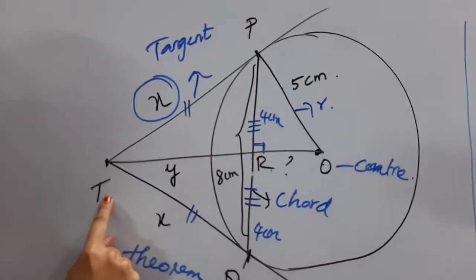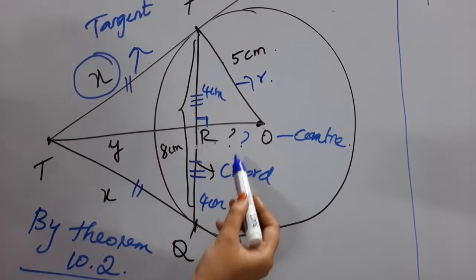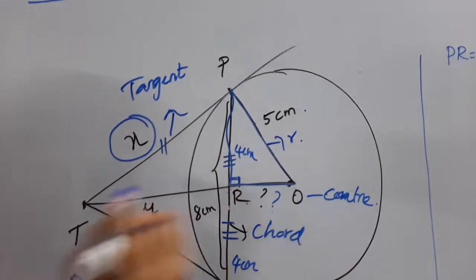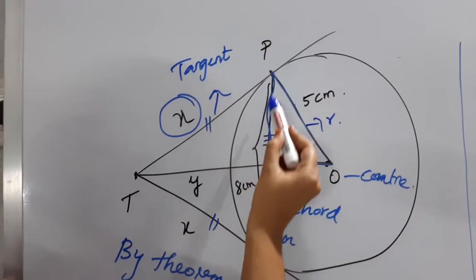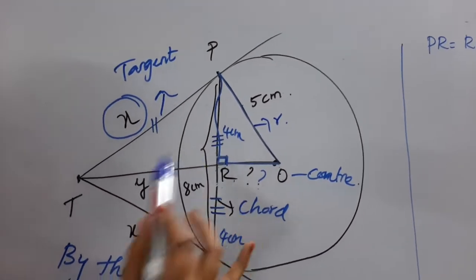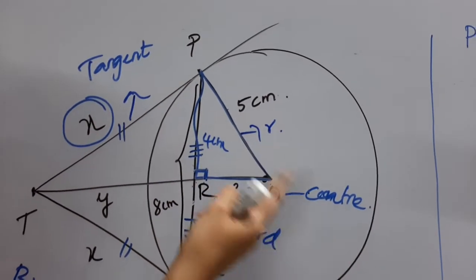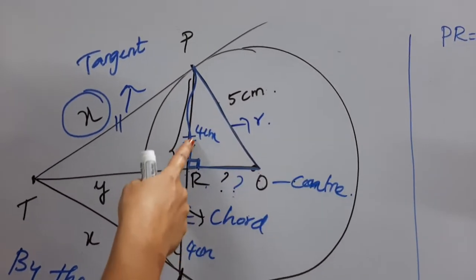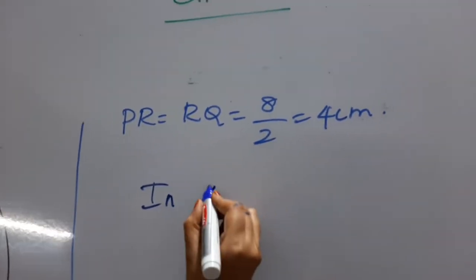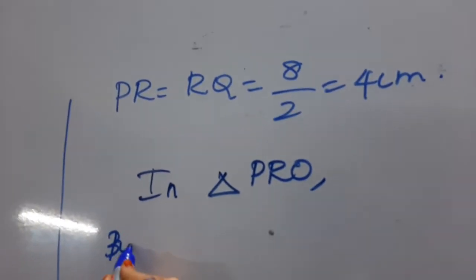And then from O to T, we did not know the value. I consider the value of TR as y. And let us find out what is the value of OR. For finding the value of OR, I am going to consider the triangle PRO, a right angled triangle, right angled at R. So by Pythagoras theorem, I am going to find out the value of OR. OP is given as 5 cm, the radius, and PR by theorem we found is 4 cm. Which triangle are we considering first? PRO.